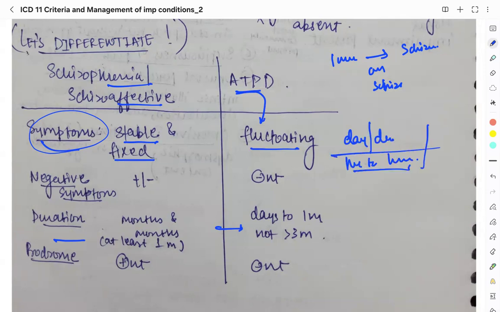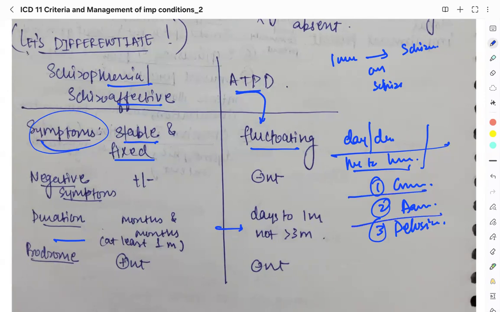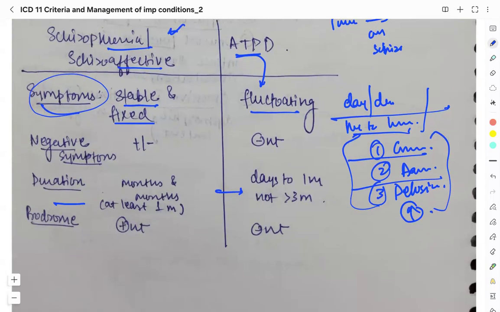What fluctuations can be seen? We'll just look at it. They may have crying spells, they may have aggressive episodes, they may have delusional episodes as well. And these might be fluctuating on a daily basis. This is not going to be fixed, which is seen with schizophrenia. Then, a very polymorphic picture is seen, very polymorphic.